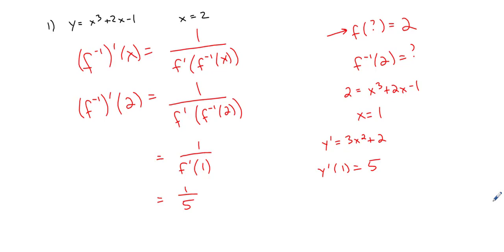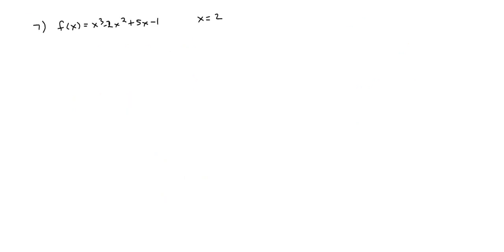This is streamlined quite a bit, isn't it? Notice, we're finding the inverse, we're finding the derivative, we're using them together. This is a lot easier. If you can remember this, the derivative of the inverse is 1 over the derivative evaluated at the inverse. Here's a big key step, and go from there. Okay, let's try this one for fun.